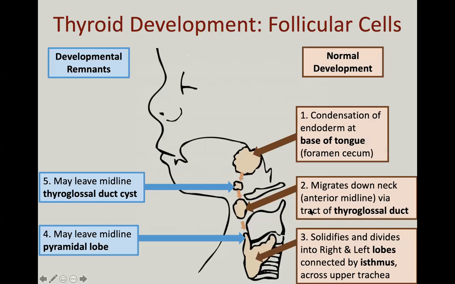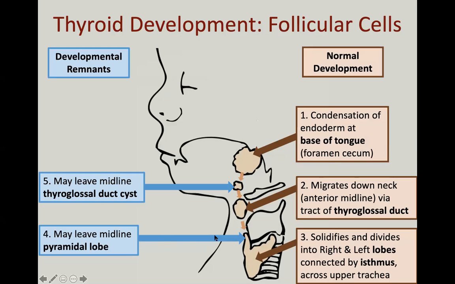So to refresh our memory of thyroid development, follicular cells develop as a condensation of endoderm at the base of tongue from the foramen cecum. They migrate down the anterior midline of the neck via the thyroglossal duct. They then solidify and divide into the right and left lobes, of course, connected by the isthmus across the trachea.